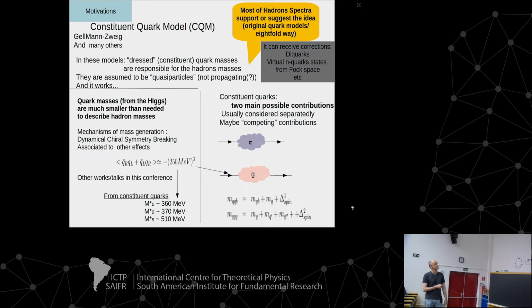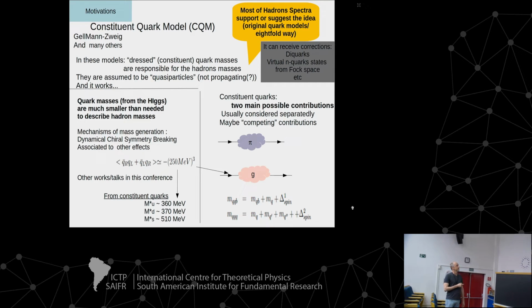And sometimes it's a little bit confusing to talk about constituent quarks because they should not be quasi-particles. Anyway, we assume they are somehow quasi-particles of the system. And then there are two main ideas about the constituent quark models. One is when the quark is dressed by a gluon cloud, and the other when a constituent quark is dressed by a pion cloud. So this approach merges these two possible clouds of the constituent quark.